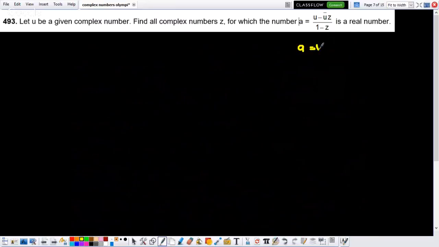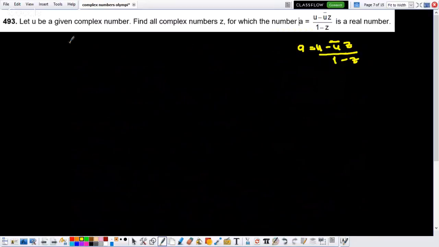This is a is equal to u minus u conjugate z all over 1 minus z, it's going to be. This is the first part. We should be careful about that one. So the question says that the number a is a real number, which means this expression is a real number. It is given that u is a complex number and z is a complex number, but the operation result here is going to be a real number. How is it possible? Firstly, in which condition will a complex operation be a real number?